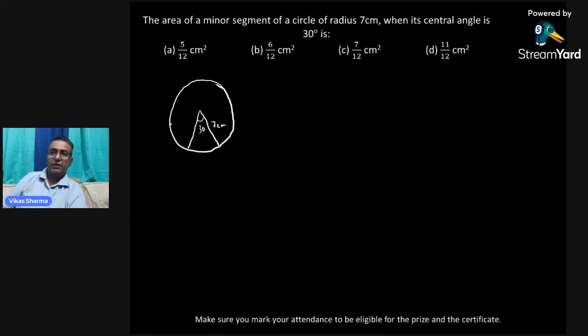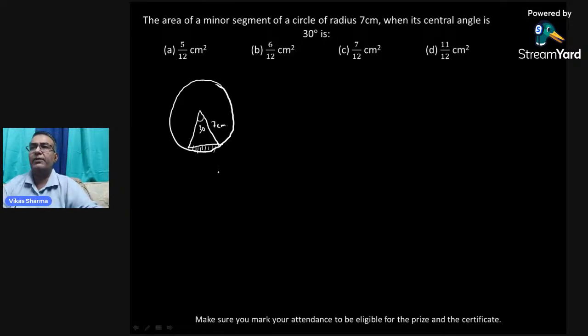Minor segment, ध्यान रखना, there are two things in a circle. One is there are in fact four things. One is the circumference of the circle, which is the boundary around it. One is the area of the circle, which includes the full part of it. One is the sector of a circle, which is the one drawn here, and one is the segment of a circle. Segment is the part when you connect the chord, then the remaining part is called the segment. So you have to find the area of the minor segment of a circle with radius 7 centimeter when its central angle is 30 degrees.